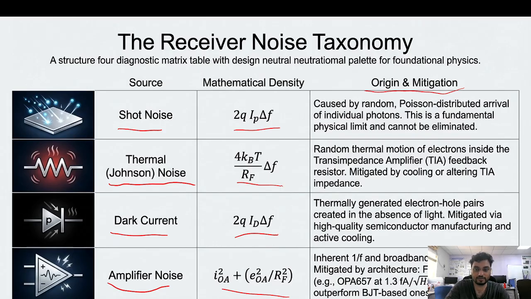Then talking about thermal noise, it is proportional to the temperature. It comes from the random thermal motion of electrons inside the TIA feedback resistor, mitigated by cooling and adjusting the TIA impedance. Obviously it is proportional to the temperature, so reducing the temperature can also reduce this thermal noise.